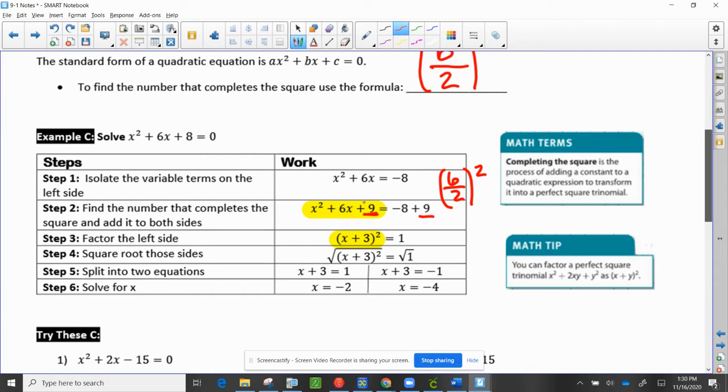Now we can't just add a number into a problem without balancing it on the other side. Whatever we add in on the left, we add the same amount on the right. And then we clean it up, and we can use the square root method to solve it.